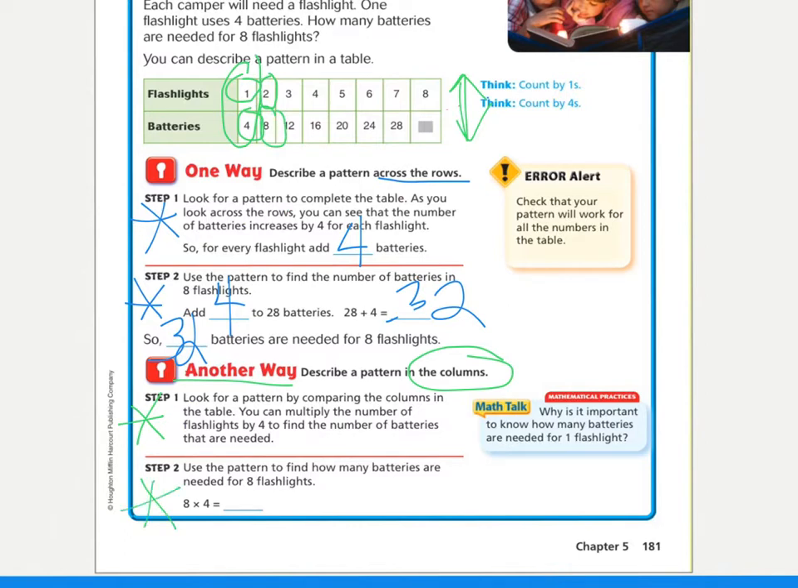Step 2 says, use the pattern to find how many batteries are needed for 8 flashlights. So we look at that last column, 8 flashlights. We would do 8 times 4 to get 32 batteries.